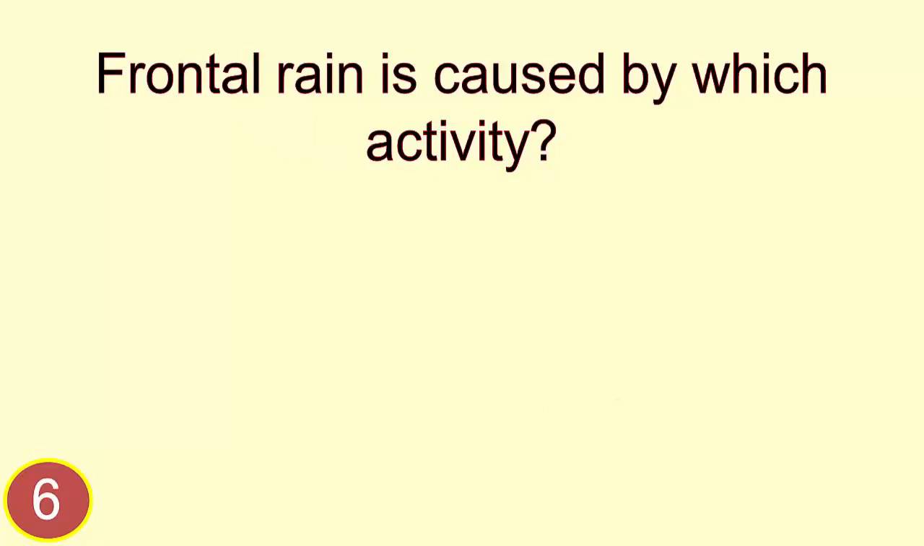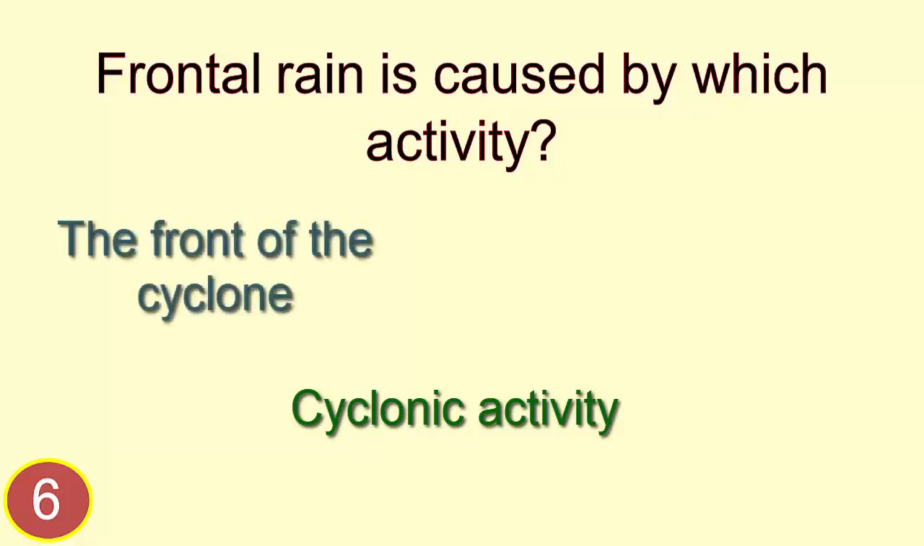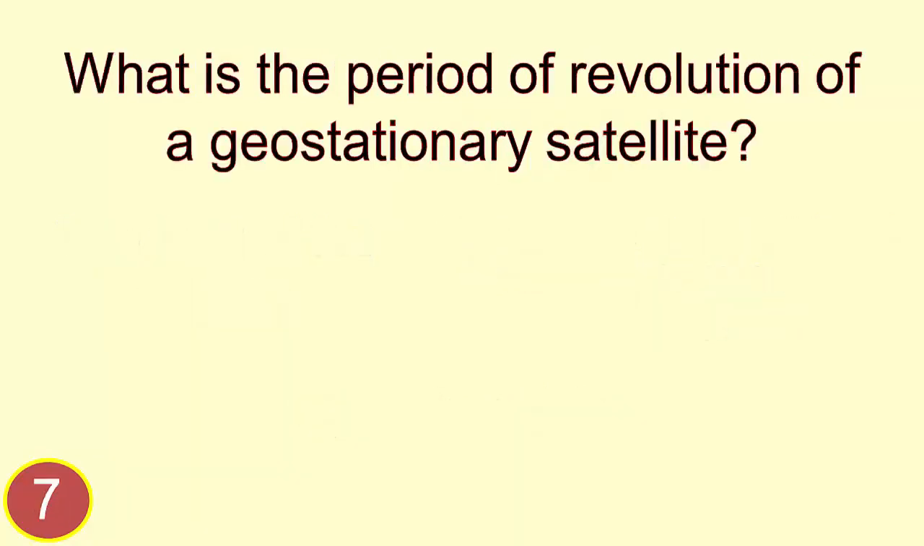Frontal rain is caused by which activity? Answer is cyclonic activity, and it occurs along the front of the cyclone. It is formed when two masses of air of different temperature, humidity, and density meets. What is the period of revolution of geostationary satellite?